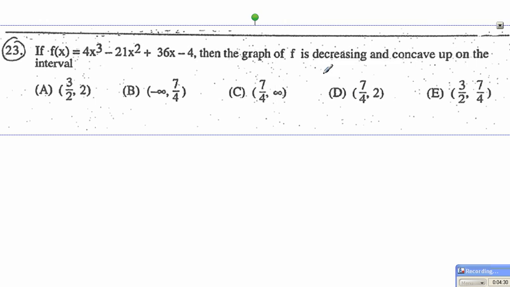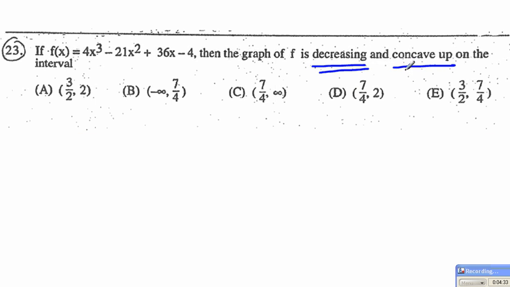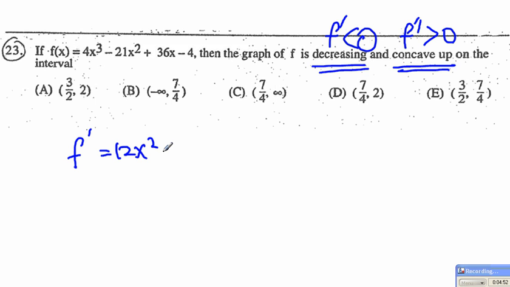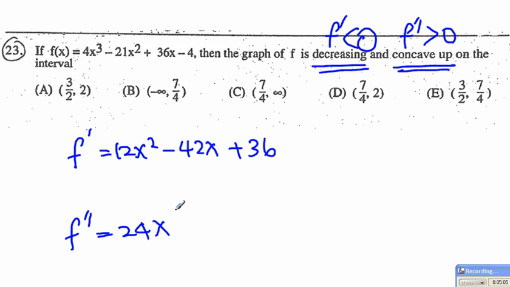Here we have decreasing and concave up. That means the second derivative has to be positive, while the first derivative is negative. So let us try to get the first derivative first. f prime now becomes 12x squared minus 42x plus 36. On the other hand, f double prime becomes 24x minus 42. That's it.